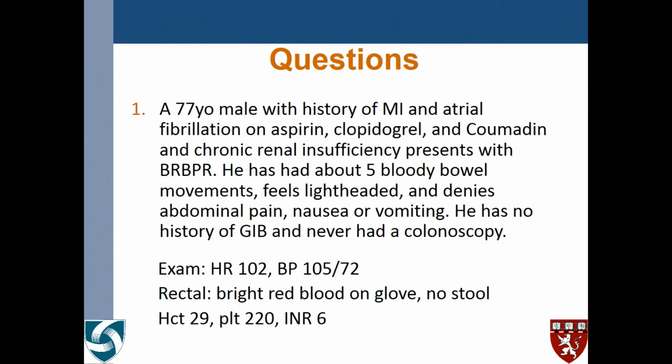So question number 1. A 77-year-old male with a history of MI and atrial fibrillation on aspirin, clopidogrel, and Coumadin, and chronic renal insufficiency presents with bright red blood per rectum. He has had about 5 bloody bowel movements, feels lightheaded, and denies any abdominal pain, nausea, or vomiting. He has no history of GI bleeding and has never had a colonoscopy. On exam, his heart rate is 102, blood pressure 105/72, rectal reveals bright red blood on the glove with no stool. Initial hematocrit is 29, platelets 220, INR 6.